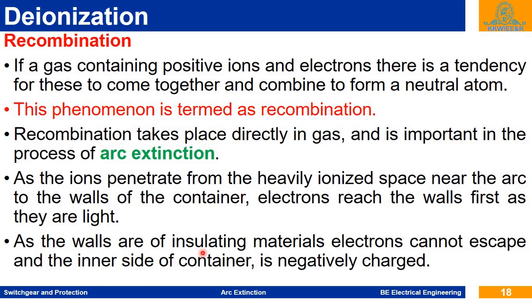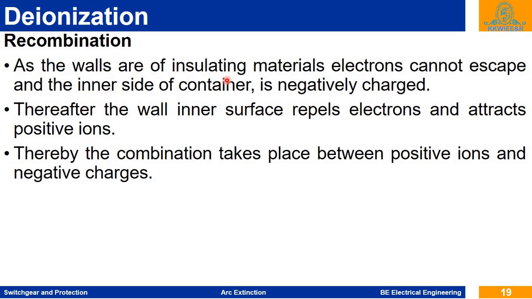As the walls are insulating material, electrons cannot escape, and the inner side of the container is negatively charged. In the ion core, there are positive ions, and these electrons are negatively charged and light in weight, so they accumulate near the walls of this insulating material. Thereafter the wall's inner surface repels electrons and attracts the positive ions.